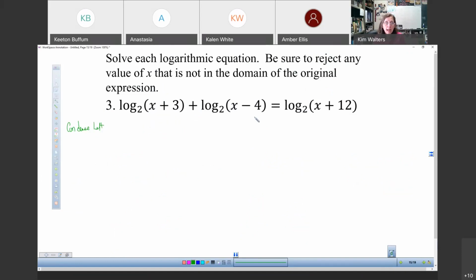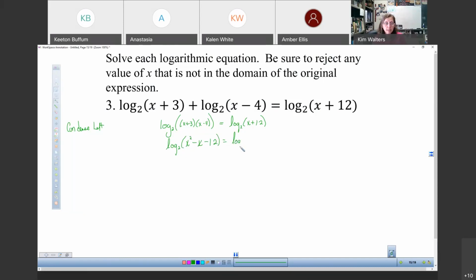So 2 logarithms that are added together becomes the product of 2 logarithms. So the log base 2 of x plus 3 times x minus 4. All right, and that's going to be equal to log base 2 of x plus 12. I can't do anything with that right-hand side. I can actually go one step further here, and I probably would. You've got to at some point in time. It's up to you as to when. But when you multiply these 2 together, FOIL them out, I'm going to end up with x squared minus x minus 12.